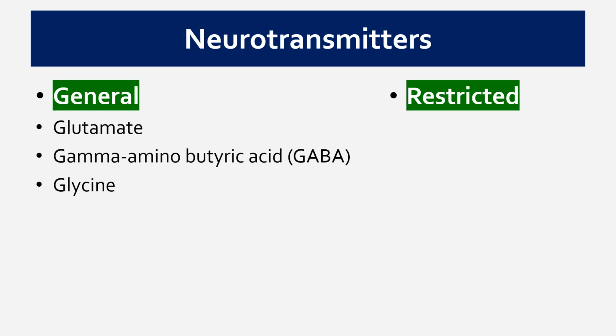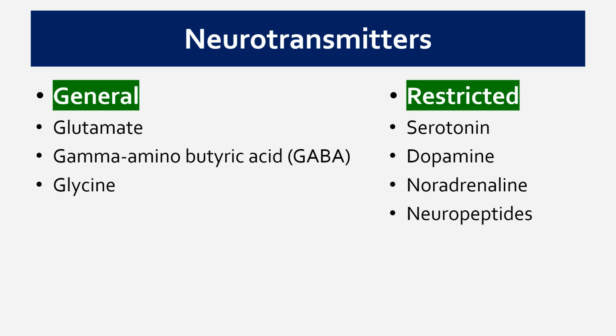Generally, when we're talking about general neurotransmitters, we're talking about glutamate, GABA, and glycine. Glutamate and GABA in particular are the start and the stop of the human nervous system. Glutamate is the principal excitatory neurotransmitter, and it makes the nervous system go. GABA is the principal inhibitory neurotransmitter, and it makes neurons hyperpolarize and makes them less likely to fire an action potential. Some restricted neurotransmitters are things like serotonin, dopamine, noradrenaline, and some of the neuropeptides, things like opioids, neuropeptide Y, substance P, and so on.